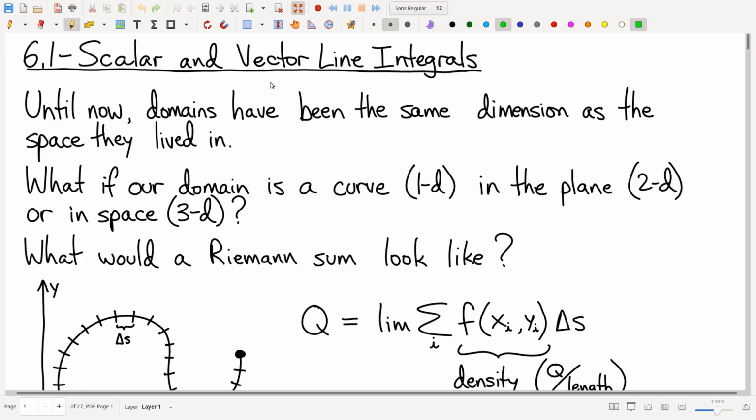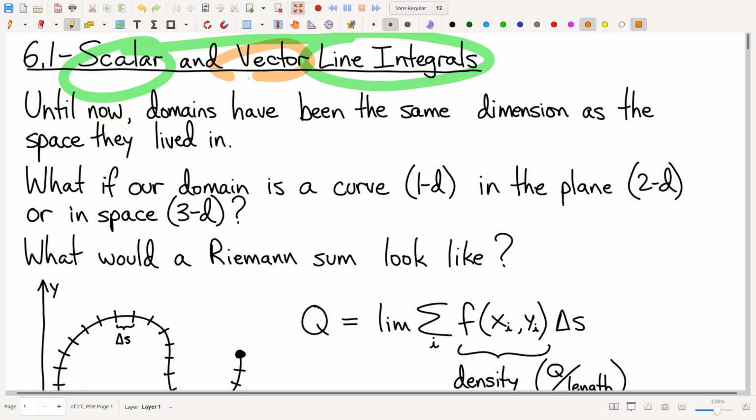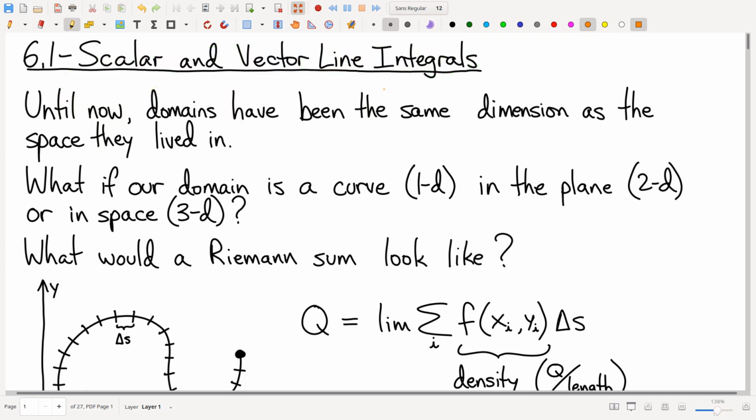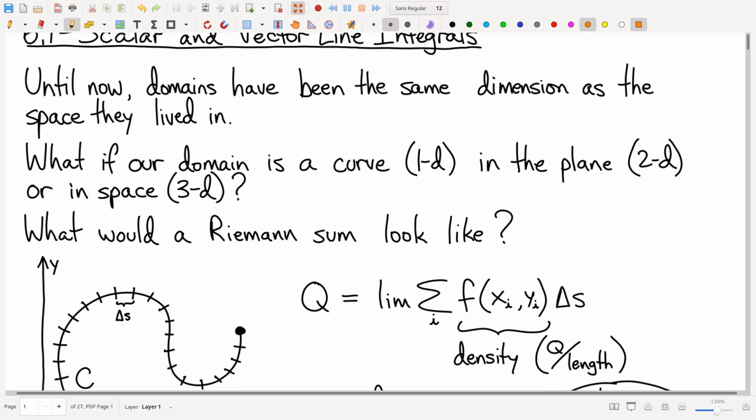We're going to start off defining something called a scalar line integral. As you can see here, we will eventually talk about something called a vector line integral. That's a different critter. They have certain things in common, thus the shared terminology of line integral. But vector line integral is a significantly different thing. For the moment, scalar line integrals. Okay, so here's the question.